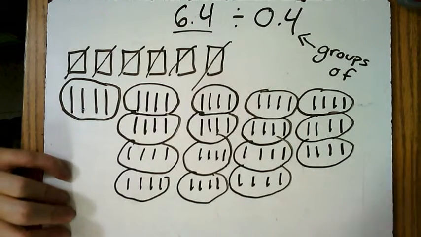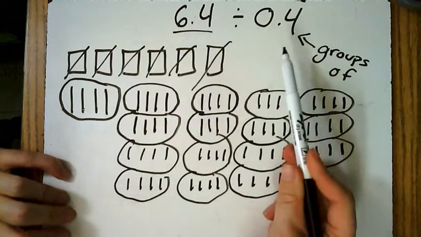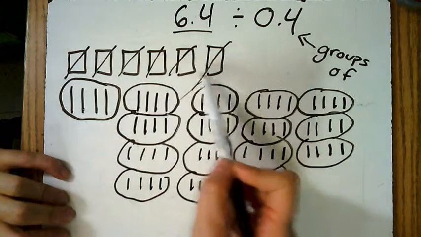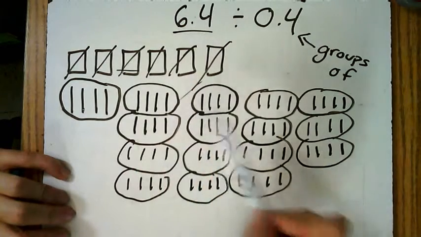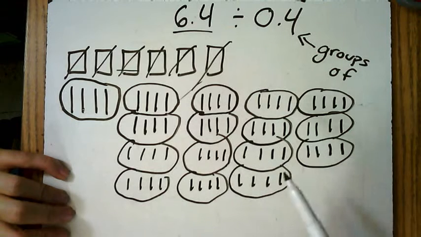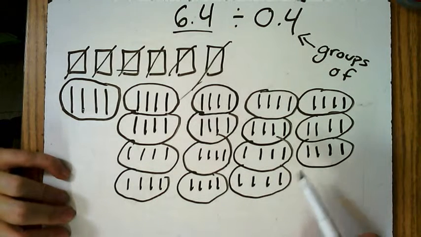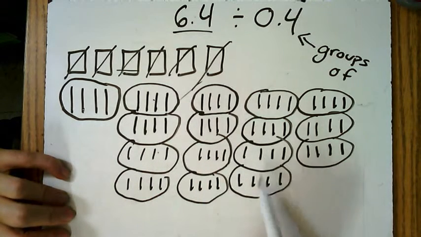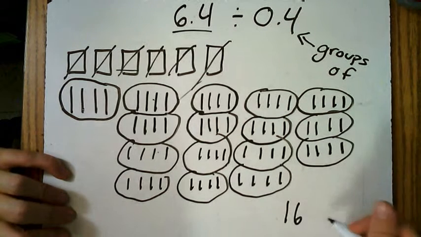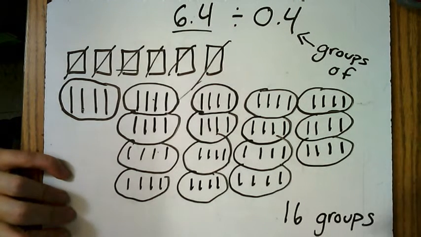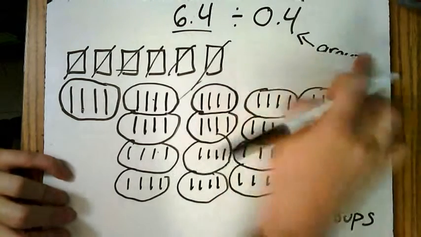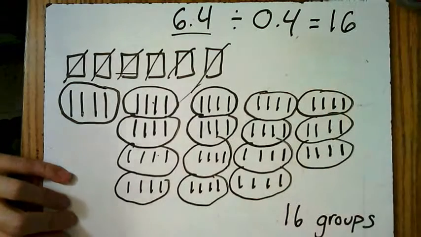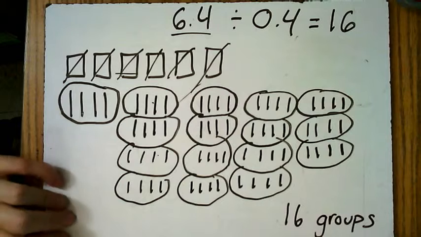All right, so I've circled all of my groups of 4/10 in my number 6 and 4/10. All I did was I exchanged or regrouped my wholes for tenths, and I've gone ahead and circled those groups. So now I need to count how many groups I made. 1, 2, 3, 4, 5, 6, 7, 8, 9, 10, 11, 12, 13, 14, 15, 16. There are 16 groups. That means that 6 and 4/10 divided by 4/10 equals 16, because I have 16 groups.